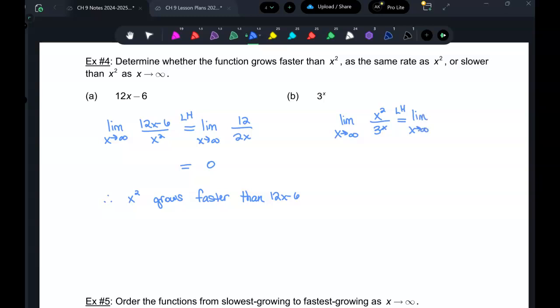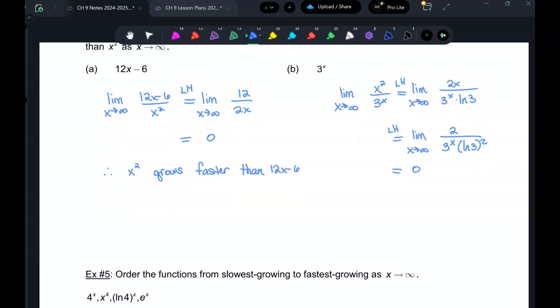Okay, what's the derivative of 3 to the x? 3 to the x over... sorry, 3 to the x times natural log of 3. So we still have infinity over infinity. Because that's the rule for an exponential function. I always forget that. Okay, then we get 2, and then it's going to be 2 over 3 to the x times ln 3. And that gives us?